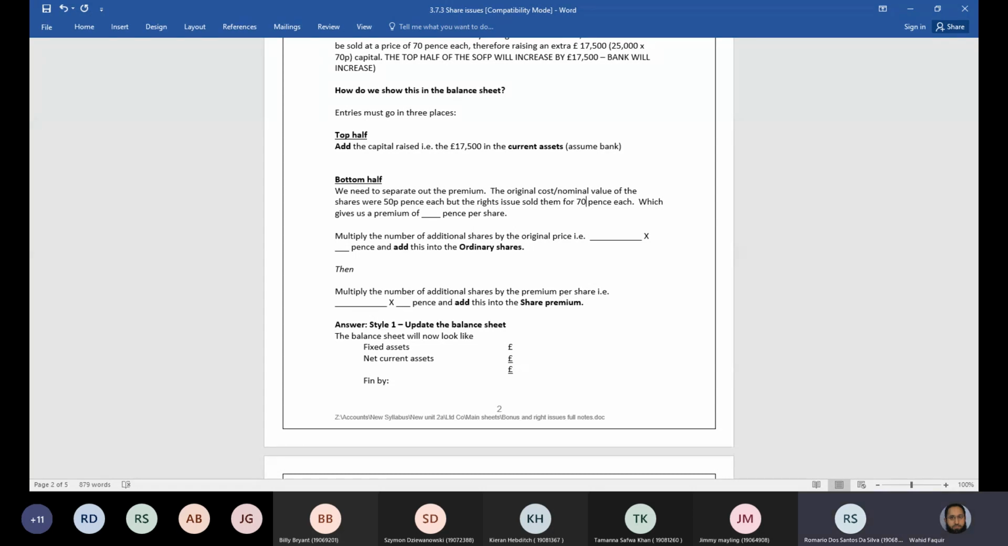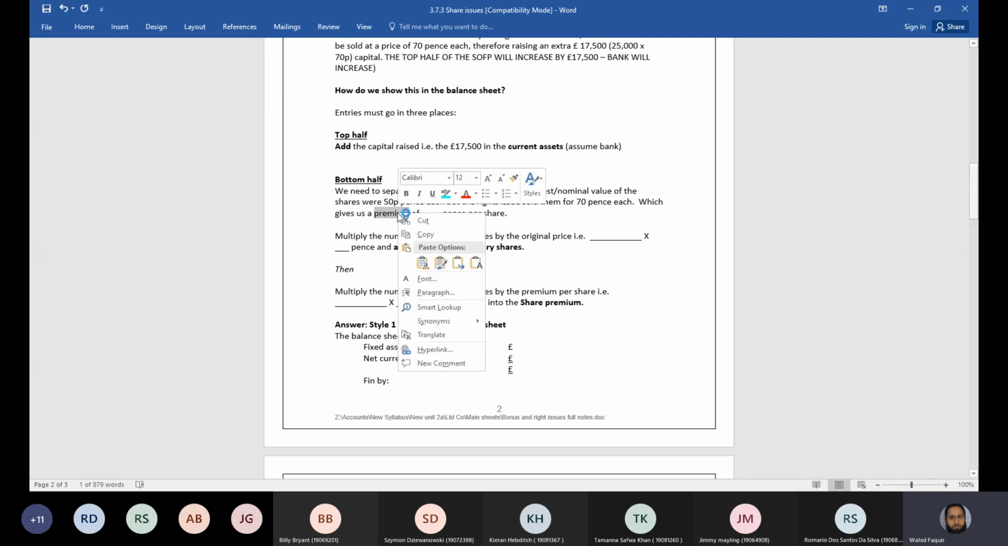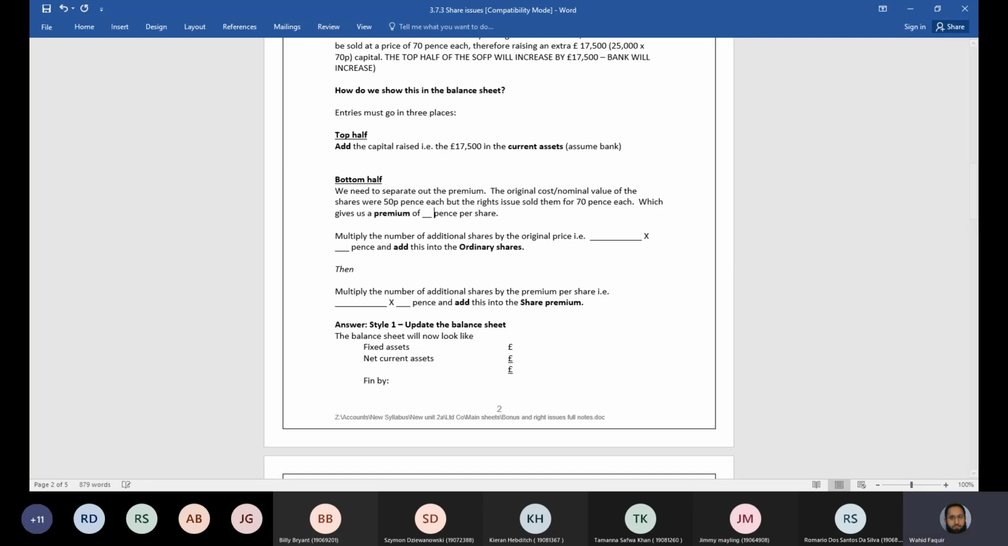What if you off the street decided to buy? Pardon? 80p. That's a good guess. We don't actually know, but we can assume that it's going to be more than the 70p. So I'm happy with that answer. Yeah, more than 70p, which gives us a premium of. Now, this word premium is the difference between the nominal value and the price that we're selling the shares at.